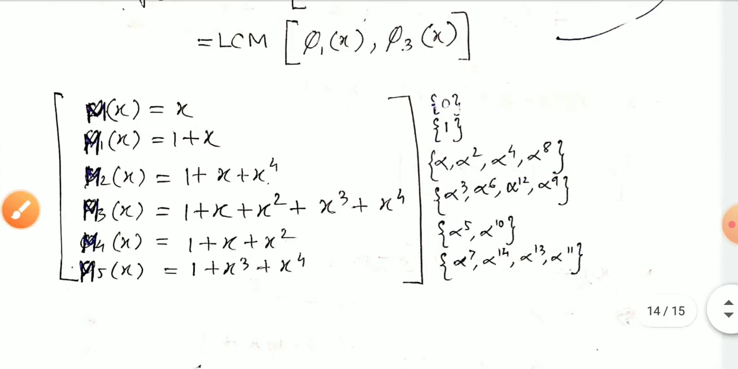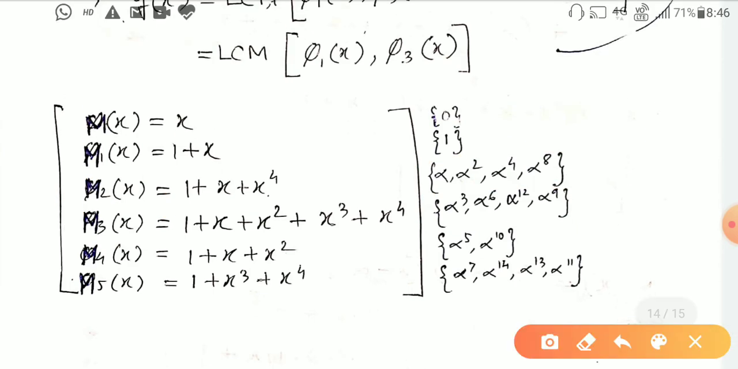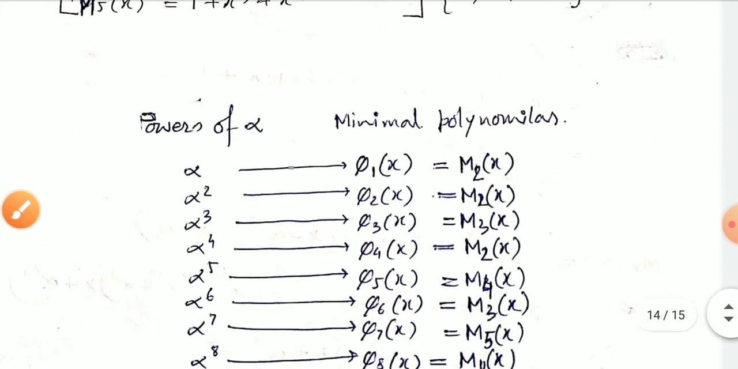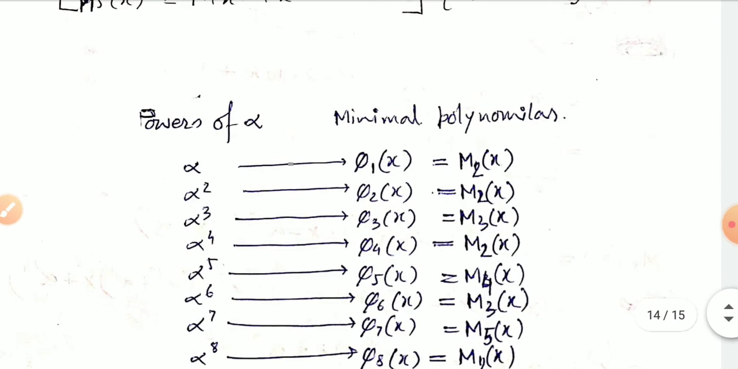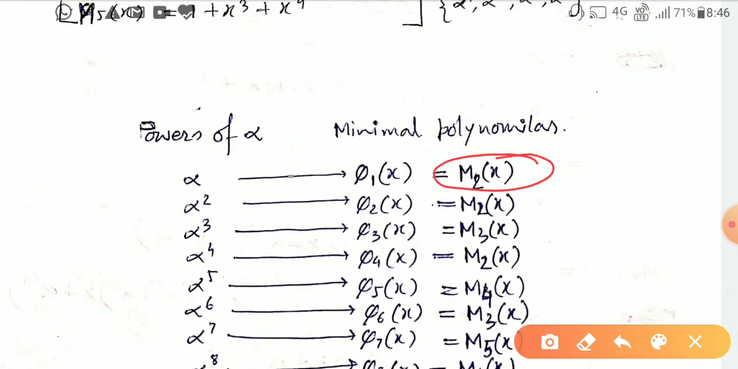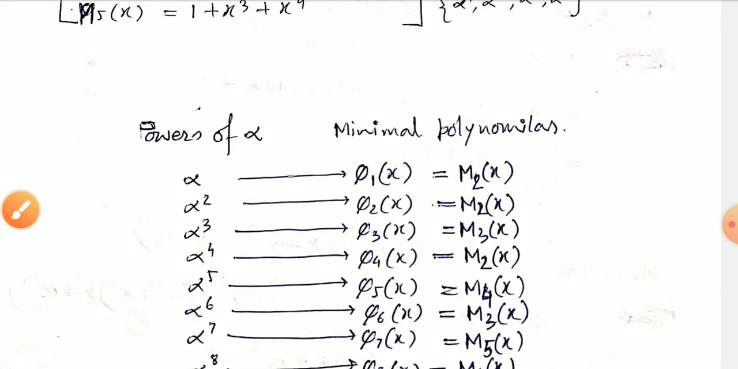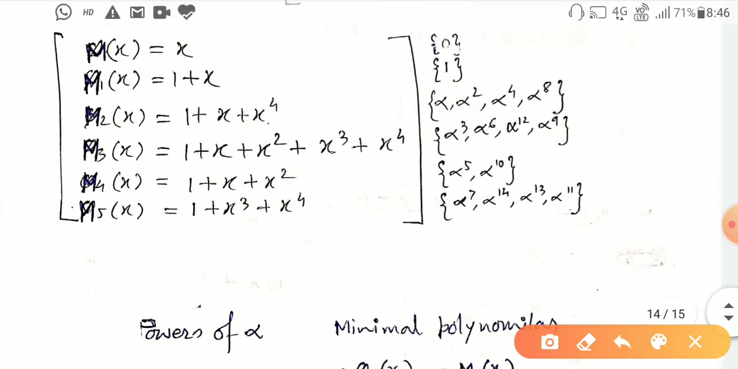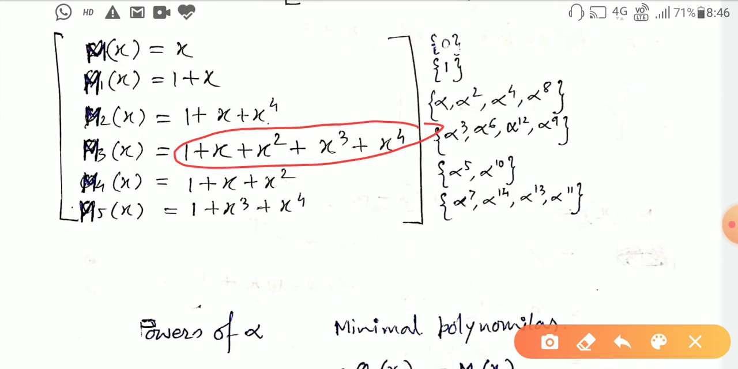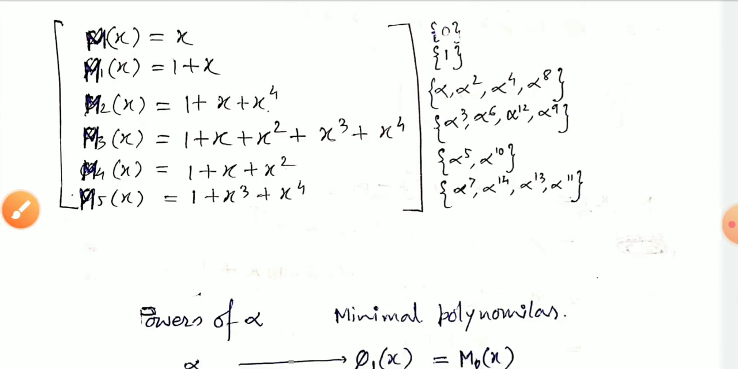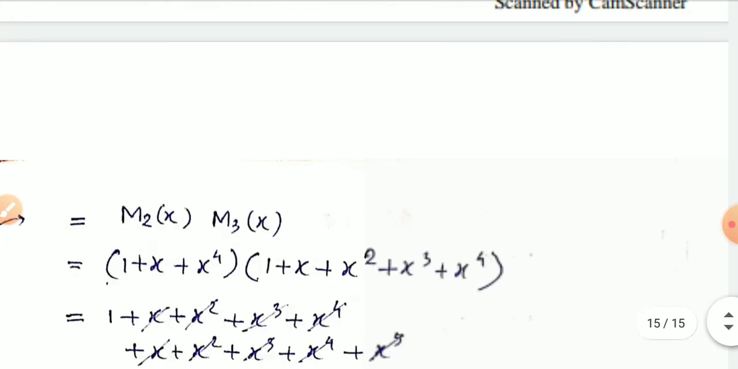Okay, we have to record phi 1 and phi 3. So phi 1 value is ultimately what? Phi 1 is the m2, and phi 3 is the m3. So you have to multiply m3 and m2. M3 is defined by this value, and M2 is defined by this value. So these two you have to multiply to get the generator polynomial. So look, these two are multiplied.